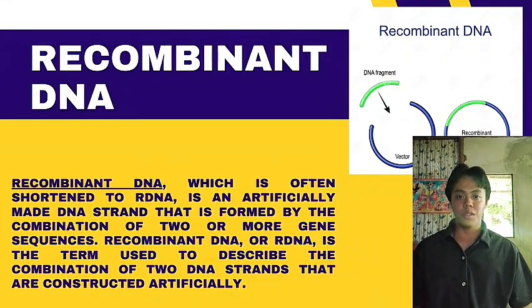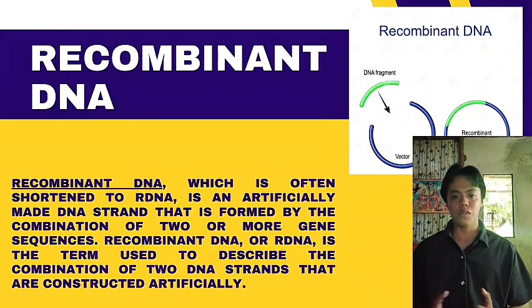Recombinant DNA is an artificially made DNA strand formed by combining two or more gene sequences. It is constructed artificially, meaning it doesn't occur naturally, but is created in a laboratory setting. Recombinant DNA technology is essential for creating organisms with new or enhanced traits.